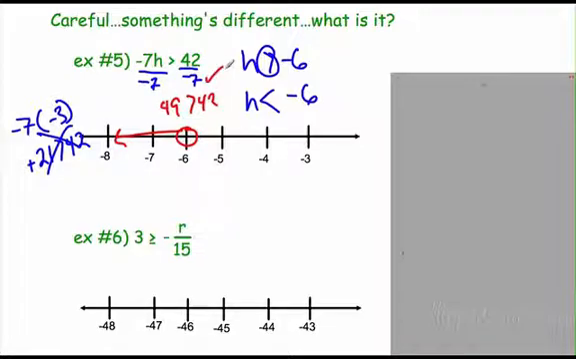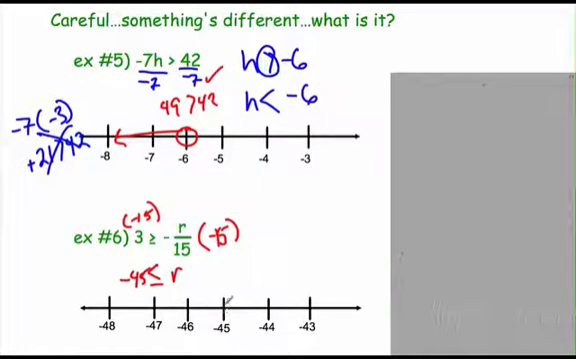It sure is. All right, down here, I'm dividing by, remember this negative can go with this 15. So I'm going to multiply both sides by negative 15. All right, and that's going to cause a sign change here, right? Because multiplying and dividing by negatives causes that sign change. So whenever there's a sign change, I need to switch my inequality symbol. So now r is greater than or equal to negative 45.